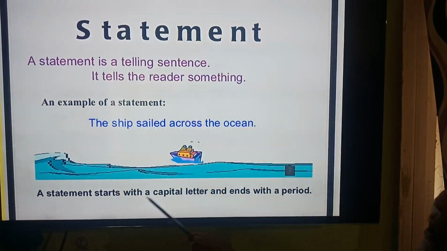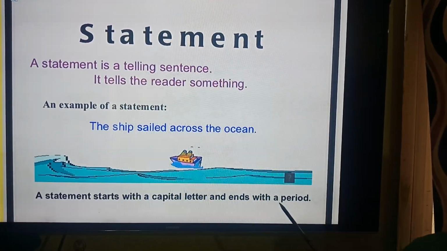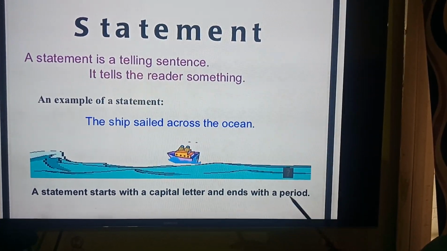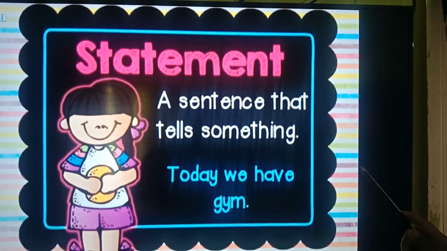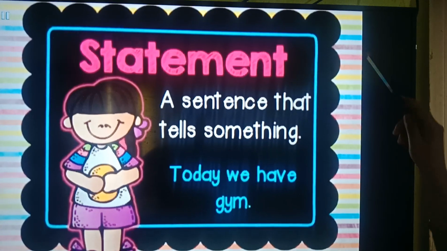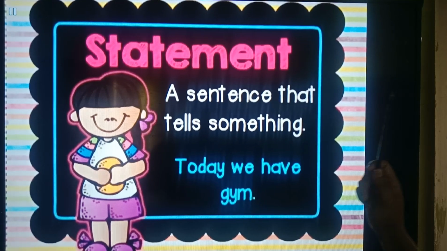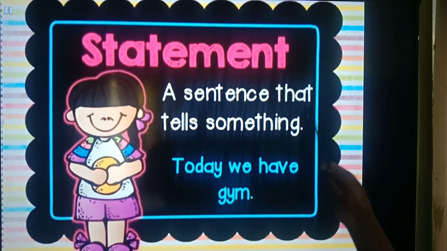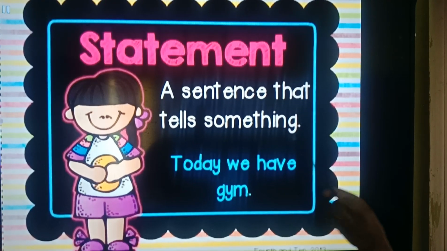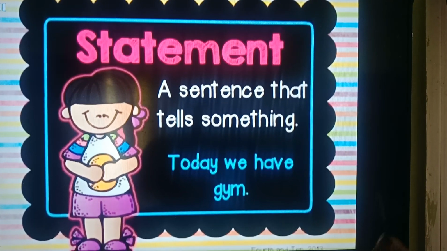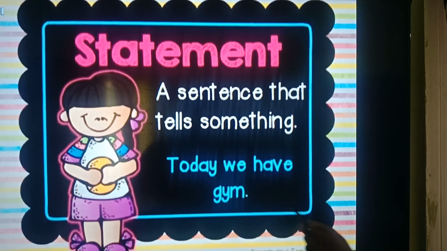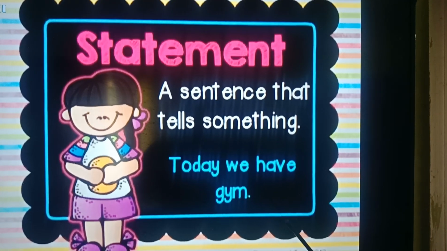A statement starts with a capital letter and ends with a full stop. In simple words, children, you can say that a sentence that tells something is a statement. For example, today we have gym.